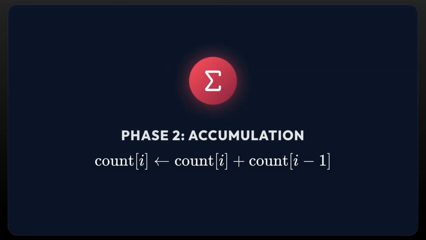Raw counts tell us how many, but not where. To find the positions, we calculate the prefix sums. We iterate through our count array, adding the previous sum to the current index. After this transformation, the value at index I tells us exactly how many elements are less than or equal to I, effectively reserving space in the output array.